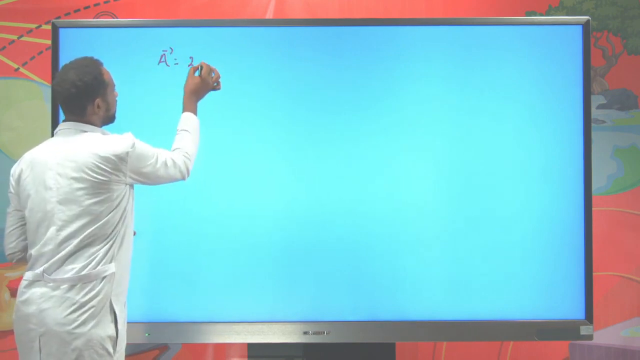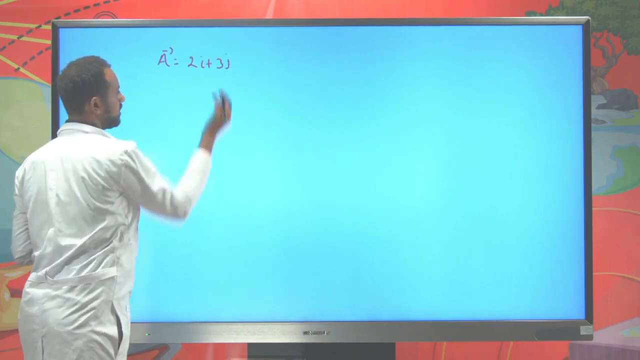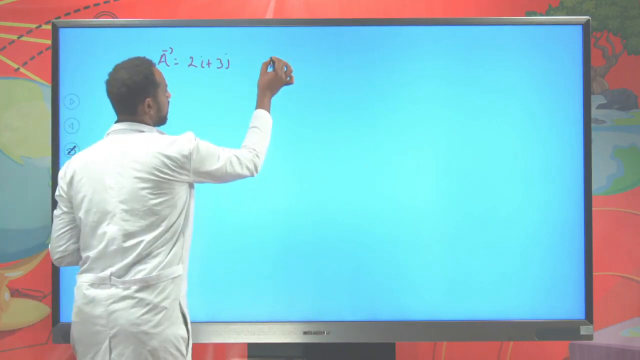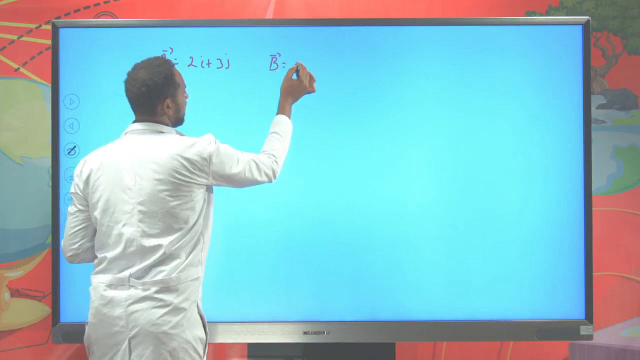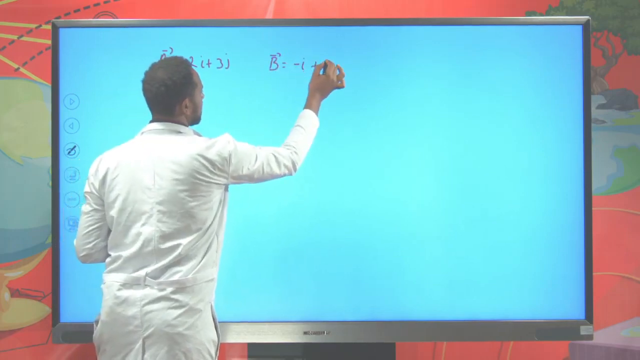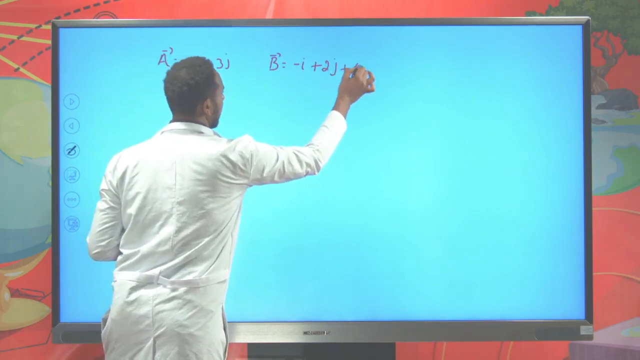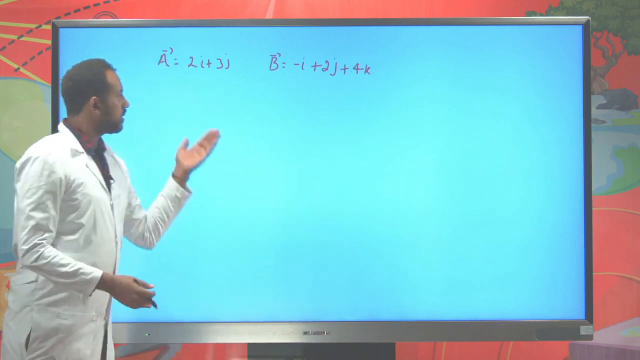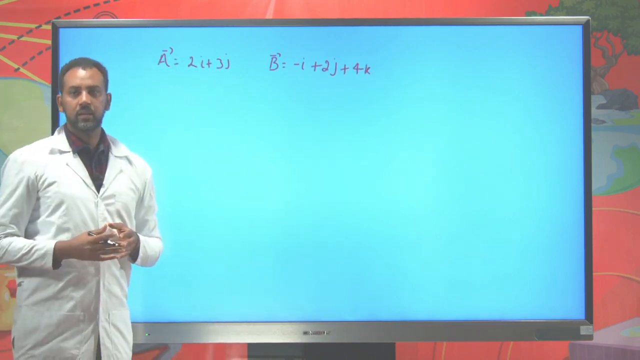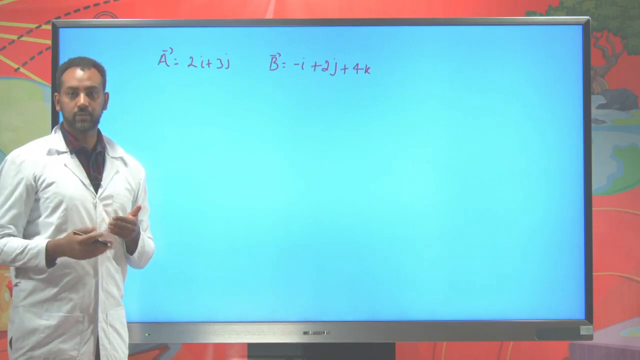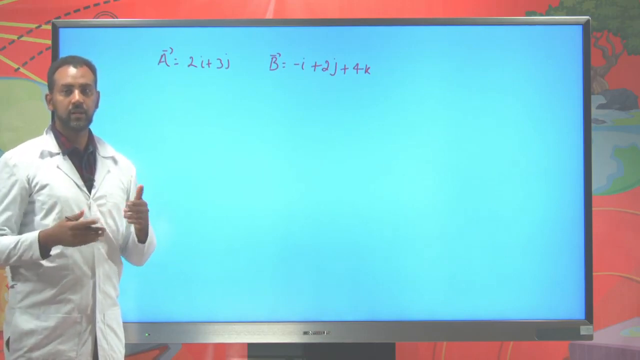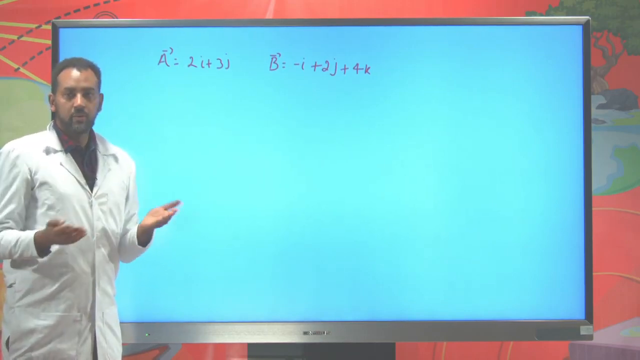Suppose that you have a parallelogram whose sides are given to be 2i plus 3j, and the other side is minus i plus 2j plus 4k. What is the cross product of the two vectors? That is how we determine the area of a parallelogram.